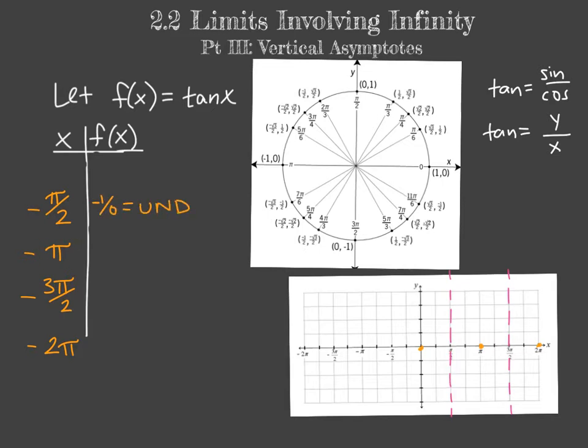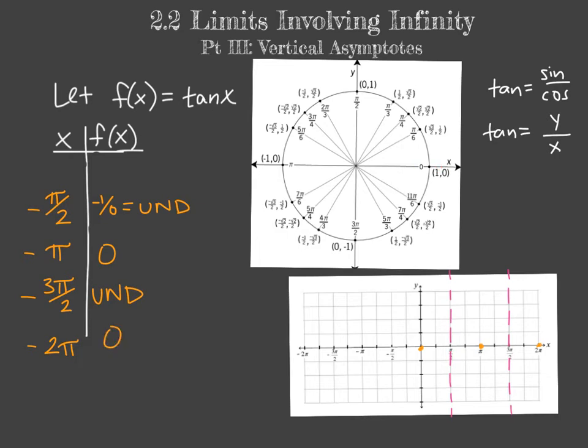And then negative pi is halfway around. Negative pi is the same as positive pi, because we just went halfway either way. So the tangent here is 0. It's 0 over negative 1. The tangent at negative 3 pi over 2 is undefined. And negative 2 pi is going all the way around back to where we started. It's the same as 0 or positive 2 pi. So the tangent here is 0.